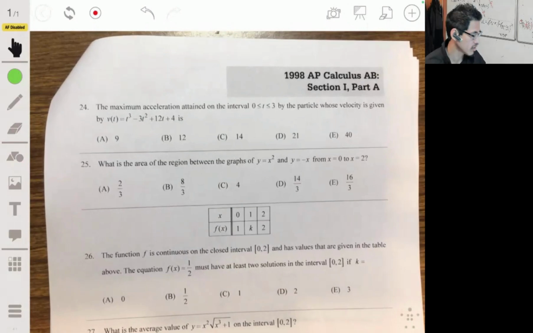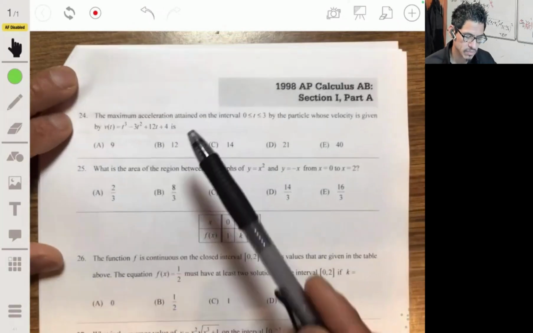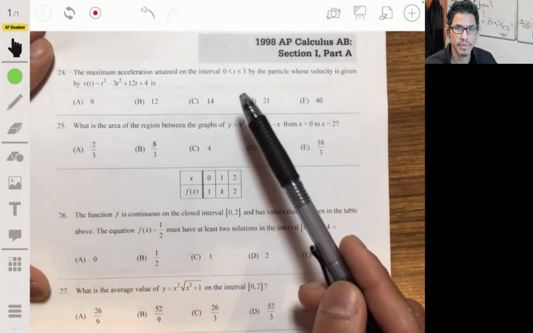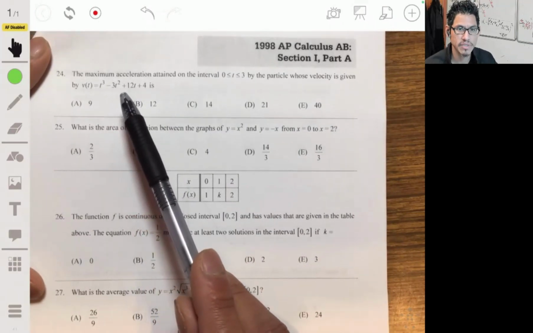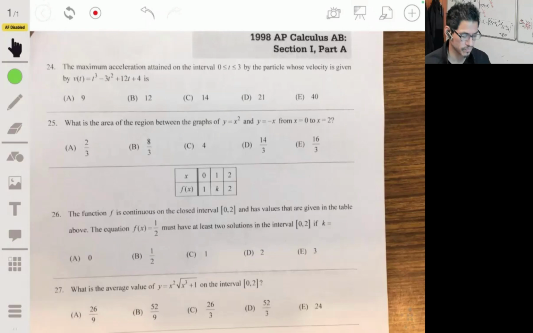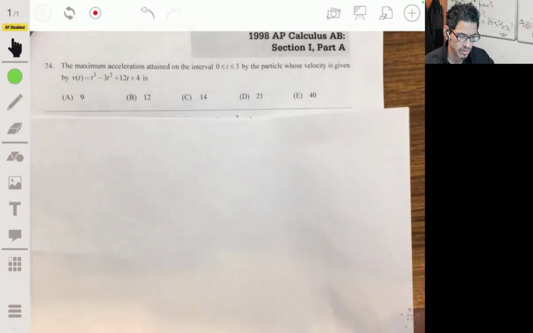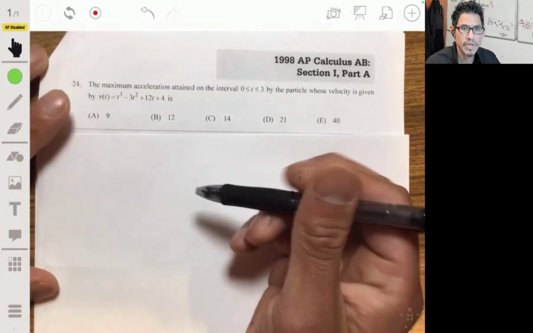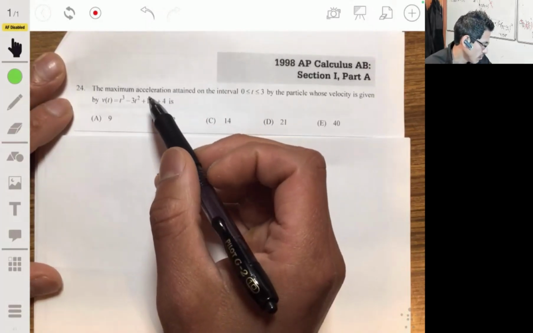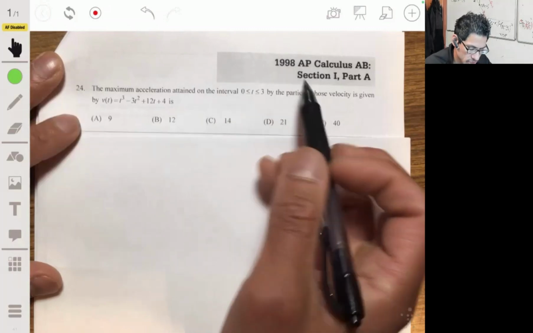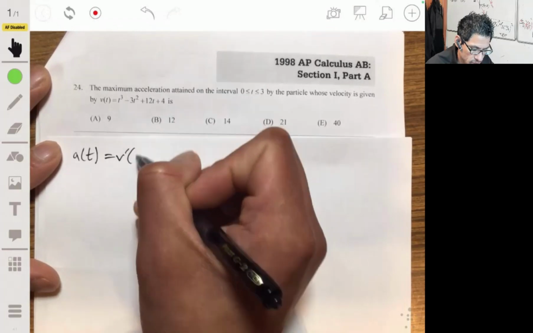All right, 24. We have the maximum acceleration obtained on the interval from 0 to 3 by the particle whose velocity is given by v of t equals t cubed minus 3t squared plus 12t plus 4. Let's work this out on a separate sheet of paper, that way I'm not cramming all the work there. What we want to do is study the derivative of velocity, which is acceleration. So let's look at a of t, which is v prime of t.